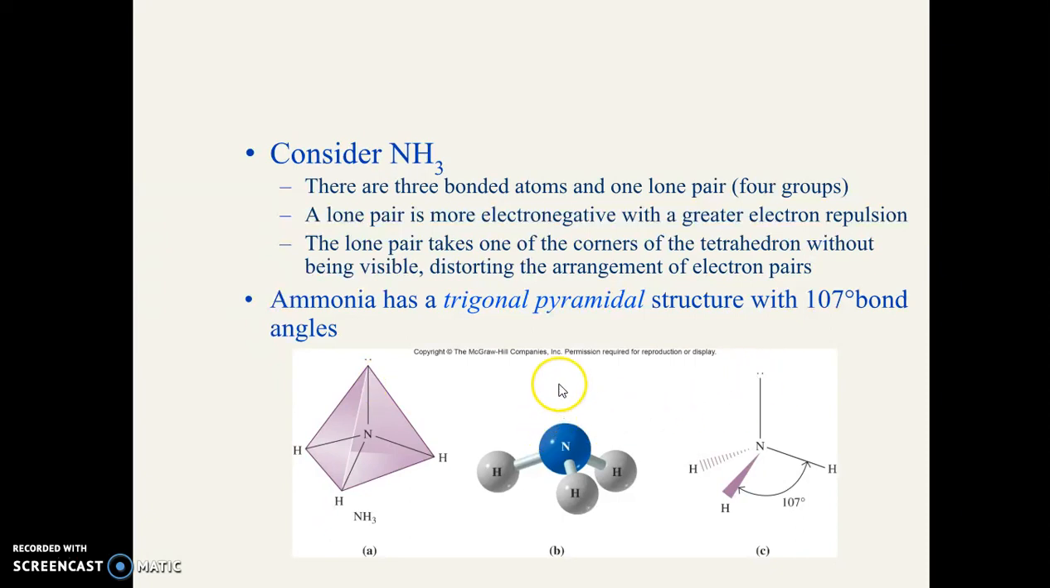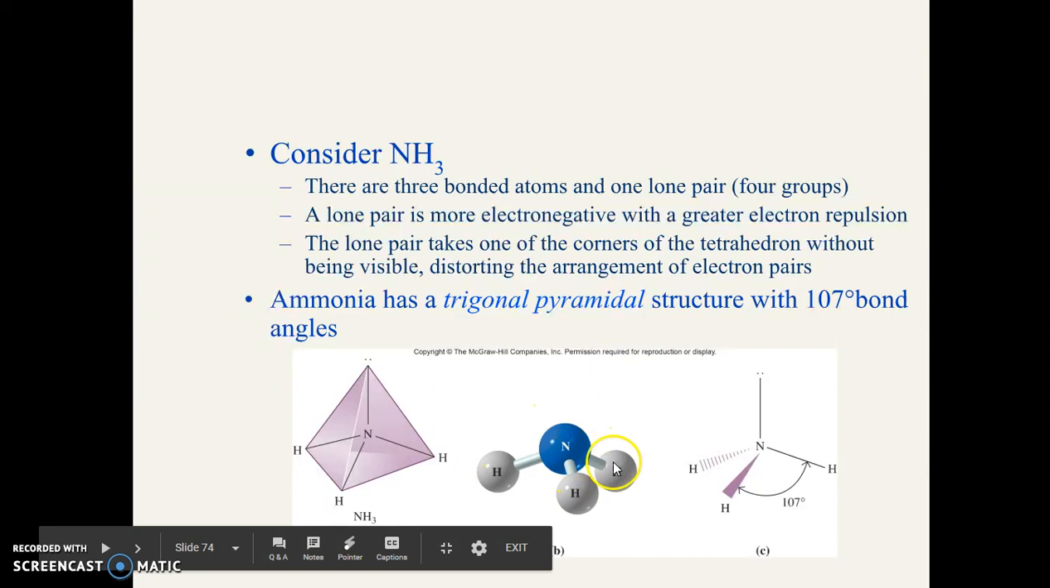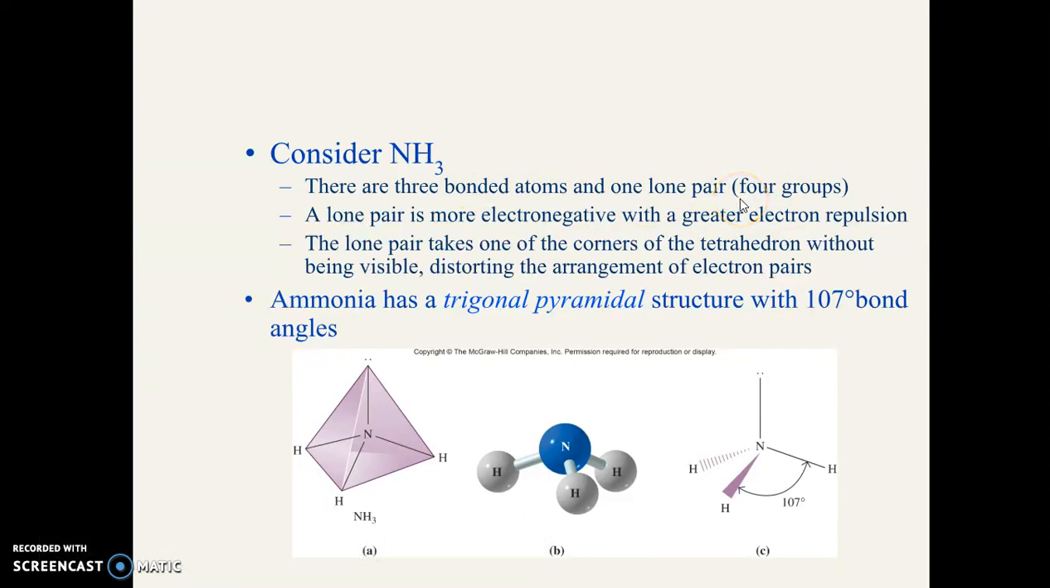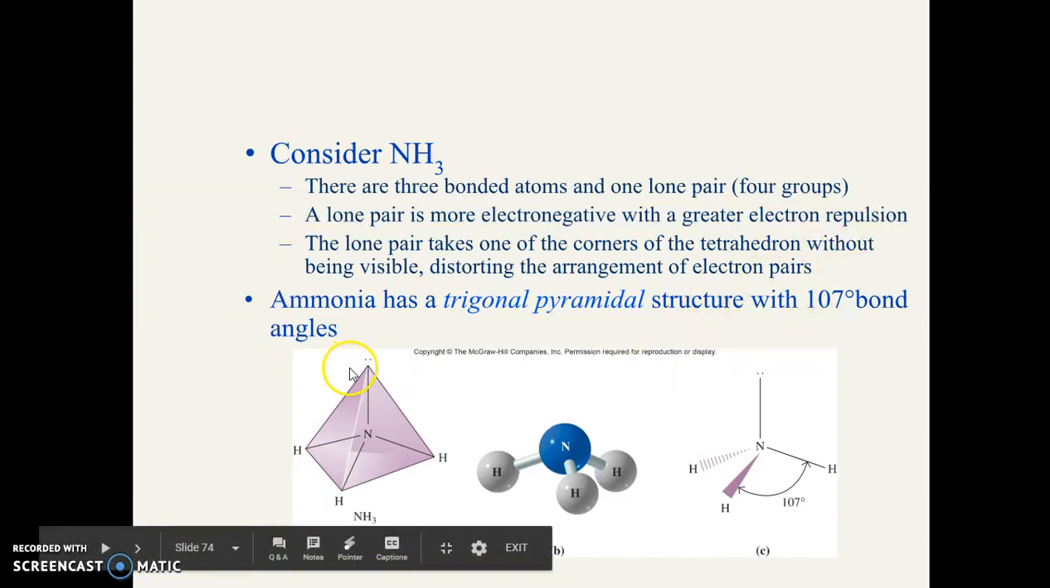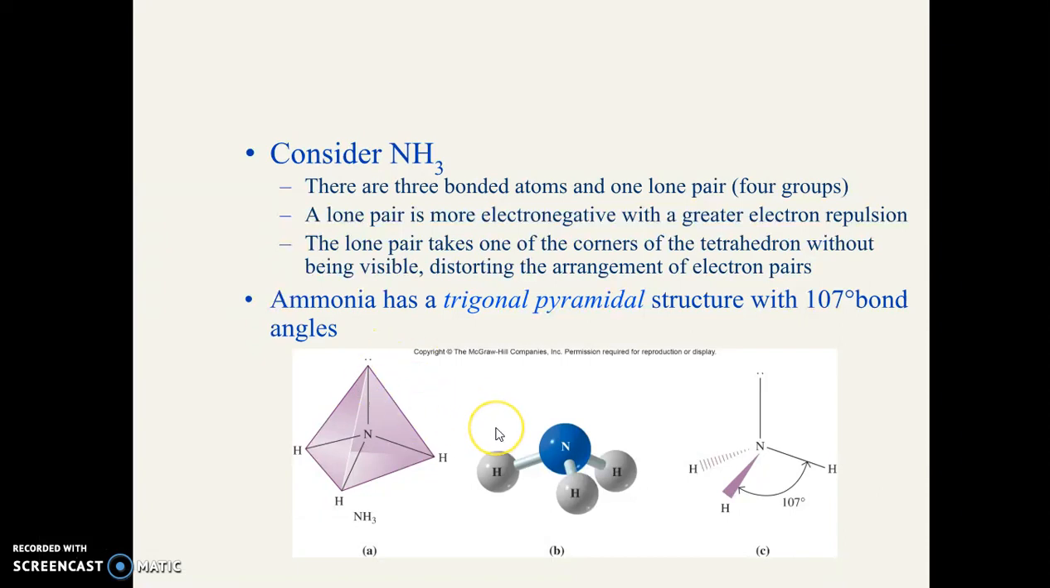So really, in this plane, there are 4 things present. There are 3 bonded atoms and 1 lone pair. So there are still 4 groups, which is why it's a modified tetrahedron. The lone pair is actually more electronegative, so it is going to have a greater electron repulsion than the bonded electrons. So this one exerts a little bit more repulsion. It wants to get a little bit further away.